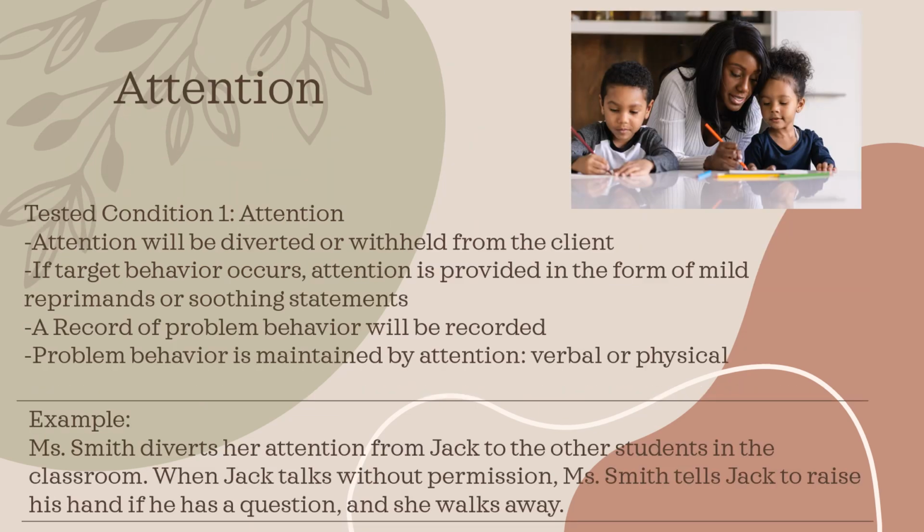The first tested condition is attention. In this setting, the attention will be diverted or withheld from the client. If target behavior occurs, attention is provided in the form of a mild reprimand or soothing statements. Problem behavior is recorded, and problem behavior is maintained by attention, and this could be verbal or physical. An example would be that Ms. Smith diverts her attention from Jack to the other students in the classroom. When Jack talks without permission, Ms. Smith tells Jack to raise his hand if he has a question, and she walks away.